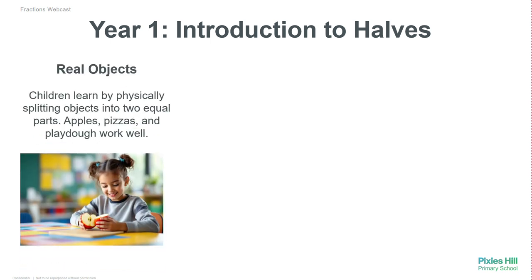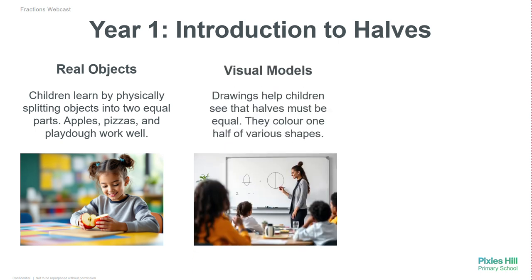We will use real objects, and children will learn by physically splitting objects into two equal parts. For example, we can use apples, pizzas, and Play-Doh work really well. Visual models. Drawings help the children see that halves must be equal. They can also colour one half of various shapes.